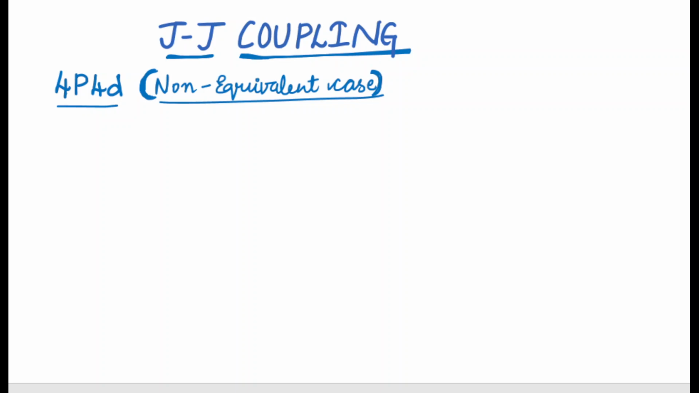In today's video, I'm going to explain JJ coupling. In the previous video, I was explaining the LS coupling under atomic and molecular physics. These are concepts under atomic and molecular physics, which are very important for the KCET examination under the physical science subject. In today's video, I'm going to explain JJ coupling. For JJ coupling, I have taken the example of 4P and 4D, that is the non-equivalent case.